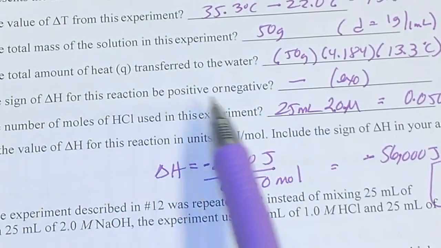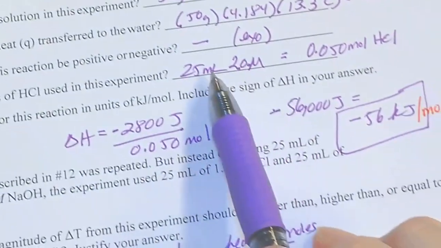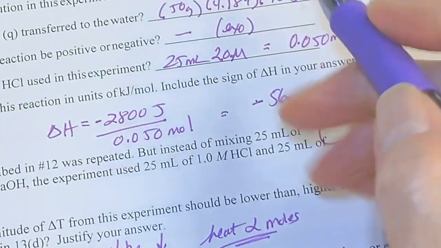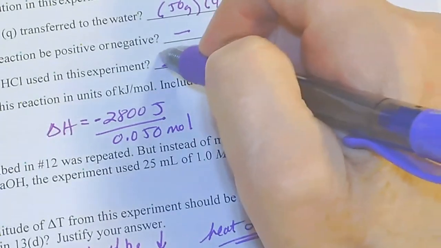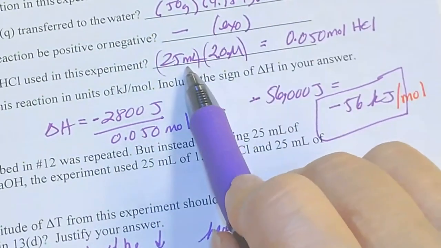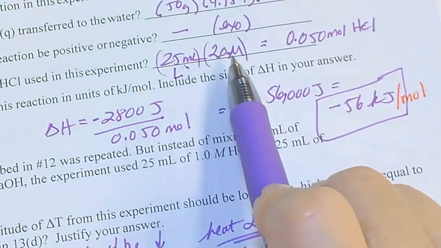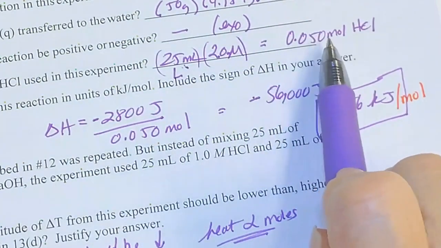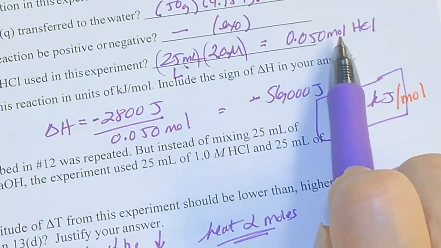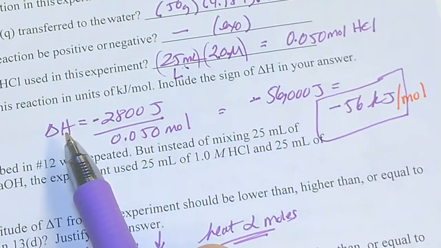Then we're trying to find the number of moles used in this experiment. So now you need the molarity and the volume. To get the number of moles, you need to turn this to liters, but then multiply it by the molarity to get 0.05 moles of HCl. We need that to do the rest of the problem.